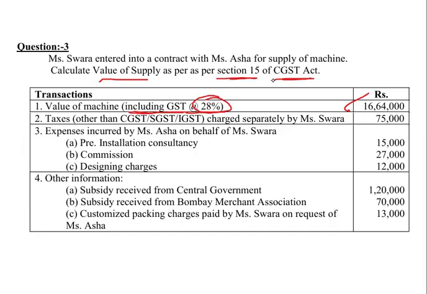Okay, in value of supply we have to exclude some items. One of them is GST. So GST has to be excluded here. Next one, taxes other than GST, SGST, IGST, charged separately by Mr. Swara.